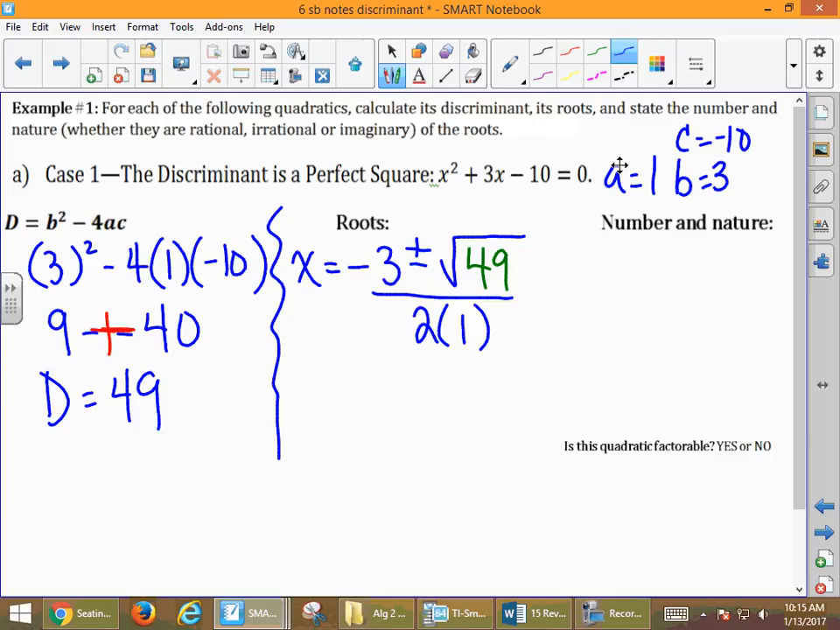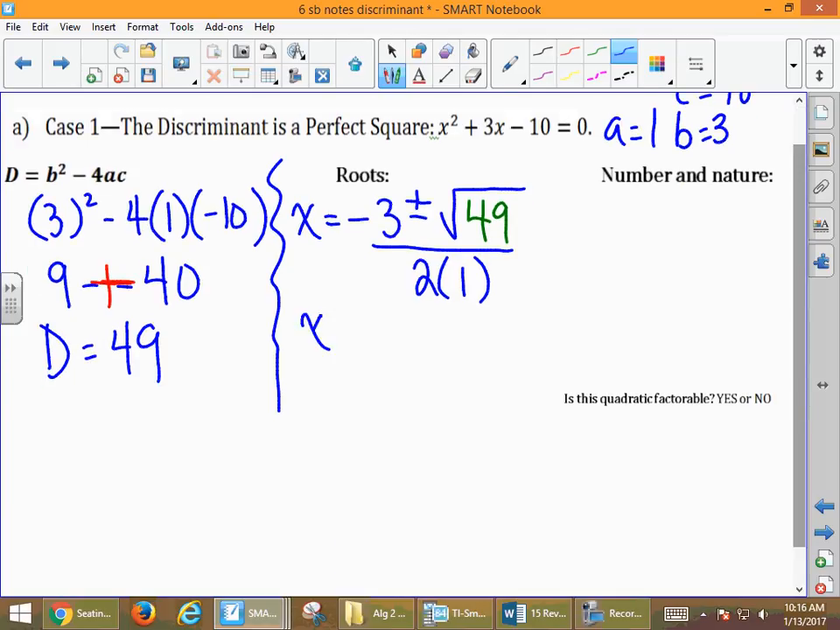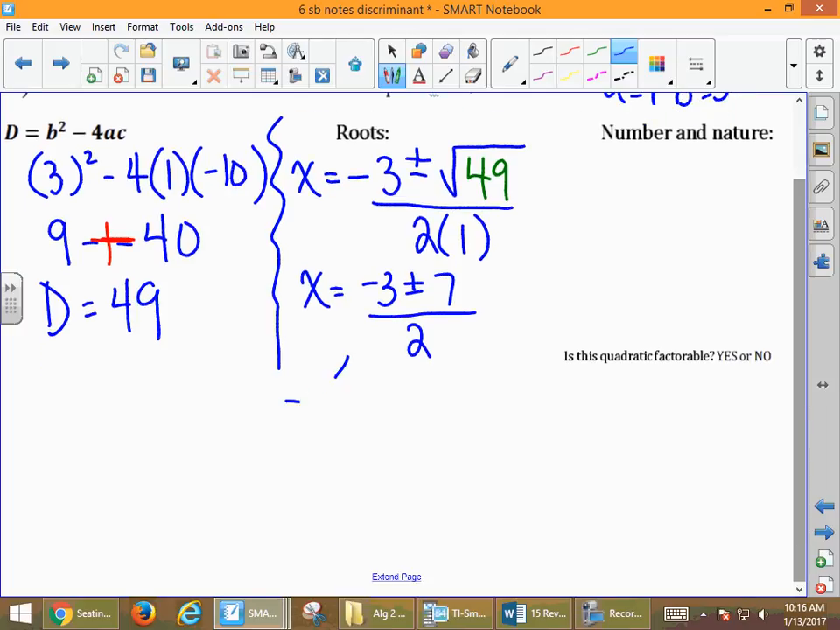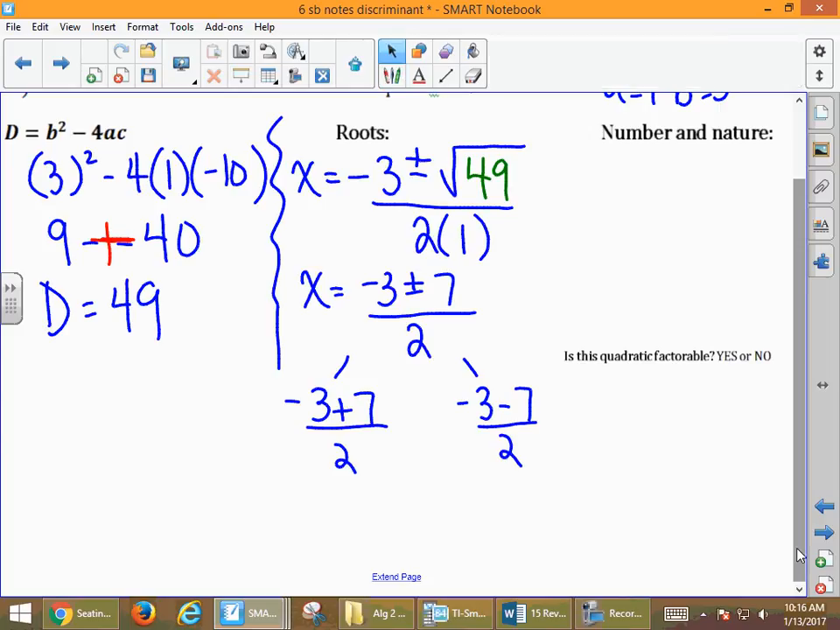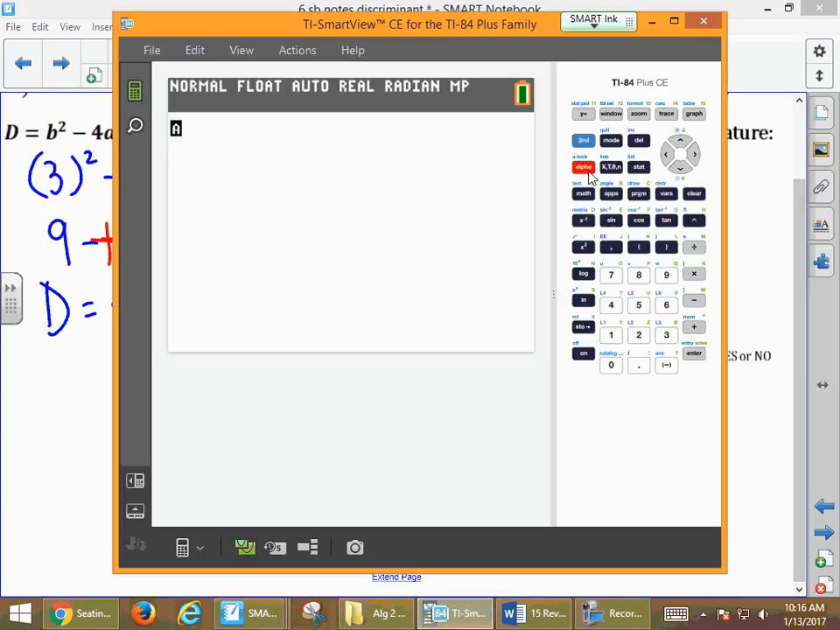Can we take the square root of 49? Yes. It's 7. So we get negative 3 plus or minus 7 over 2. And now that we don't have any radicals in there, we can figure out these values. It's going to be negative 3 plus 7 divided by 2, and it's going to be negative 3 minus 7 divided by 2. And worst comes to worst, if you have to type that in, use your fraction button if you have it.